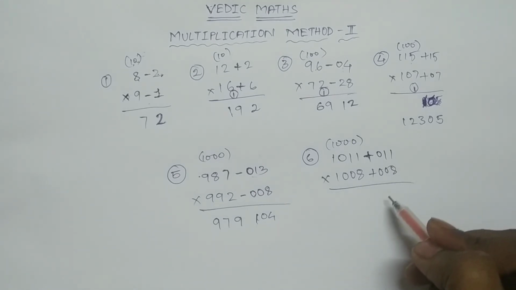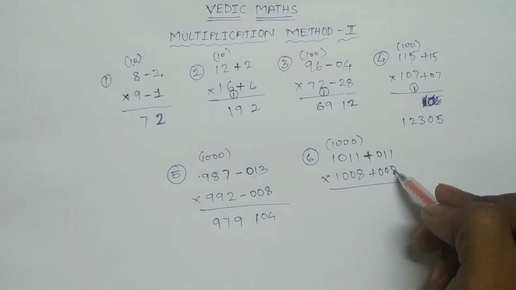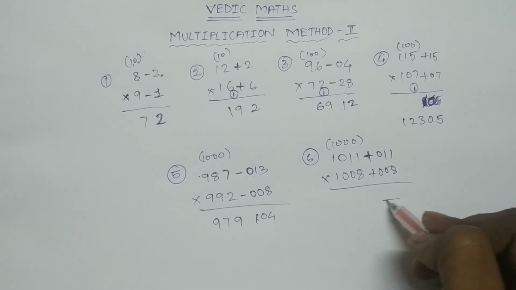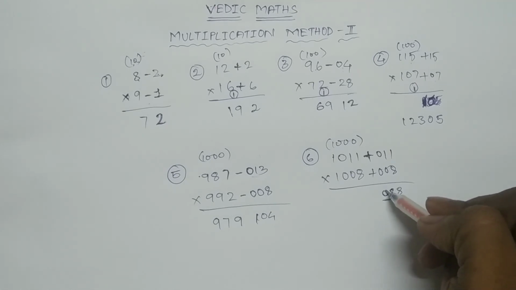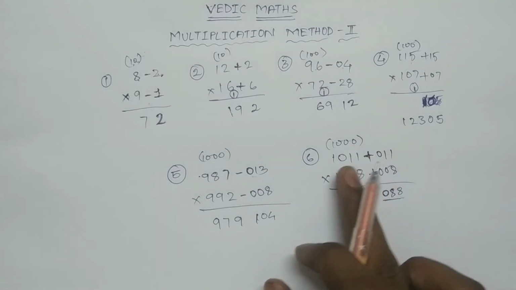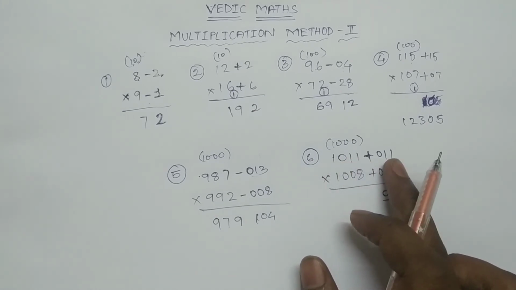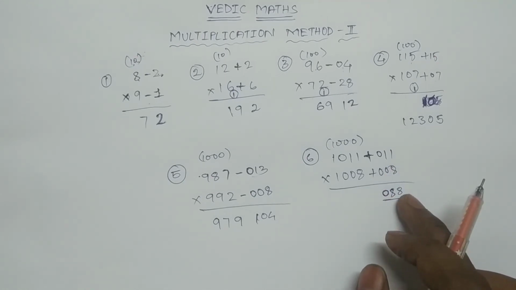Now the rightmost value must contain 3 digits. If I multiply 11 into 8 it is 88, but it must be 3 digits. The right side answer must be 3 digits, so we are not getting 3 digits, so we have to write 88 and again a 0, so it becomes 088. The right side answer will become 088.